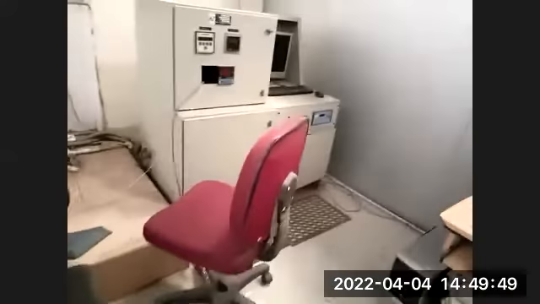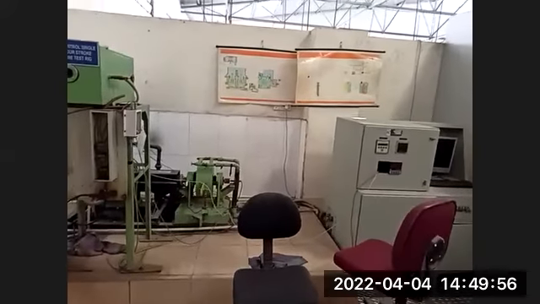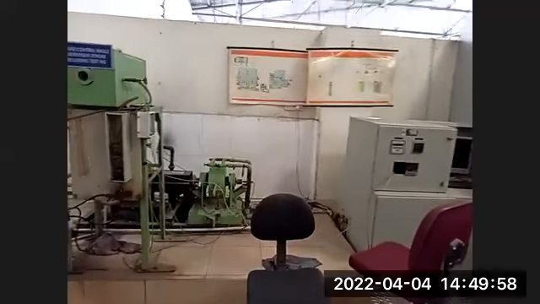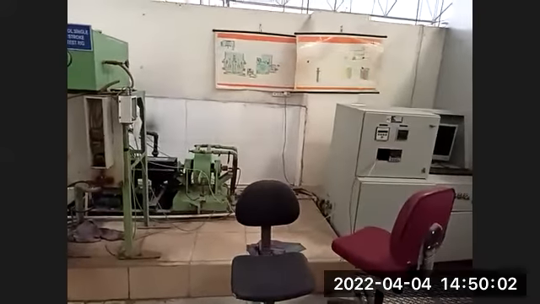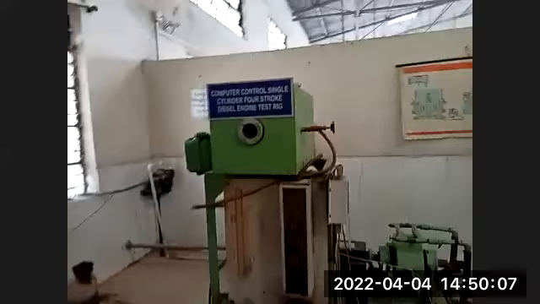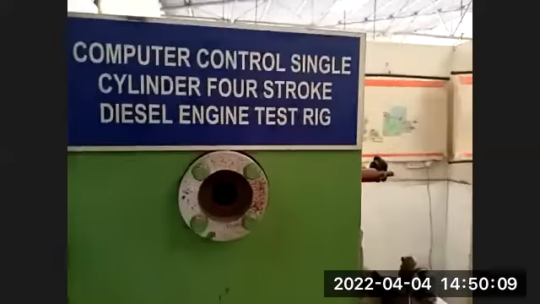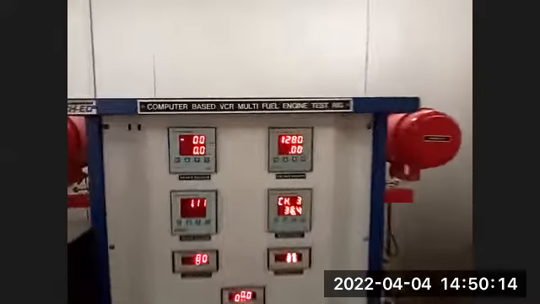With this system, you will be continuously monitoring the speed of the engine, or if you want to change the speed of the engine, you can change the setting on the computer. You can give the signal to the engine that you want to change the speed. So this becomes a computer controlled single cylinder diesel engine, while this one was computerized.